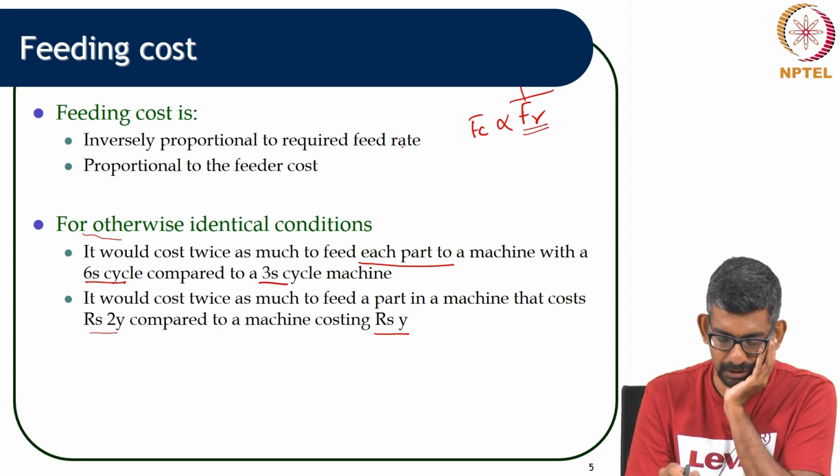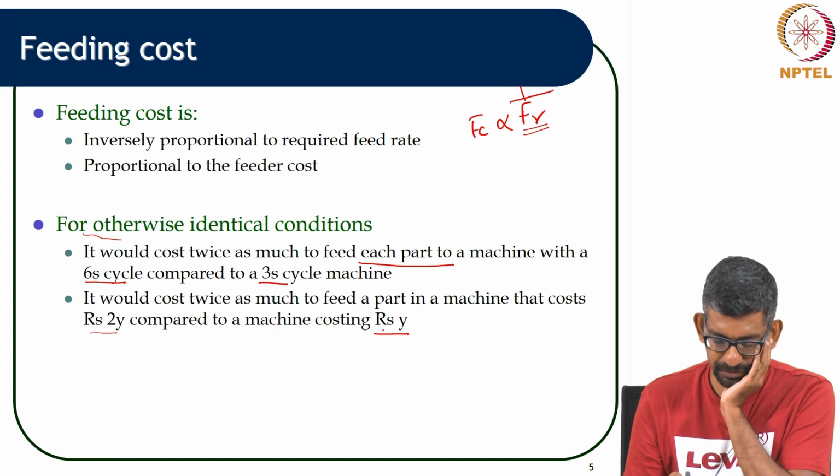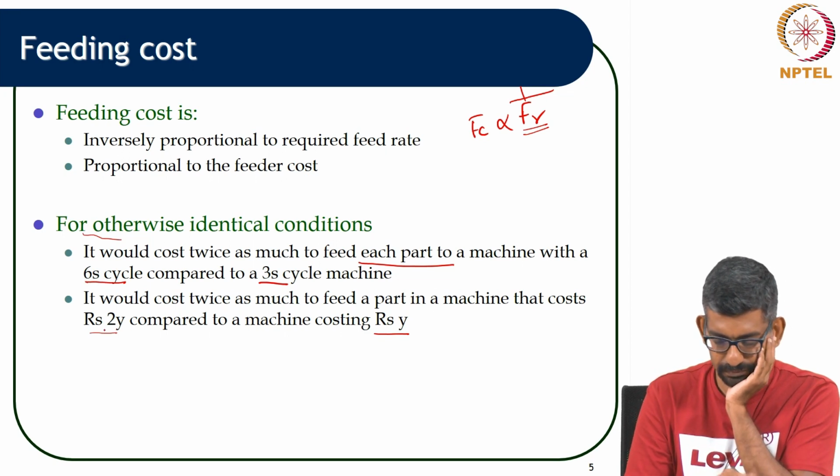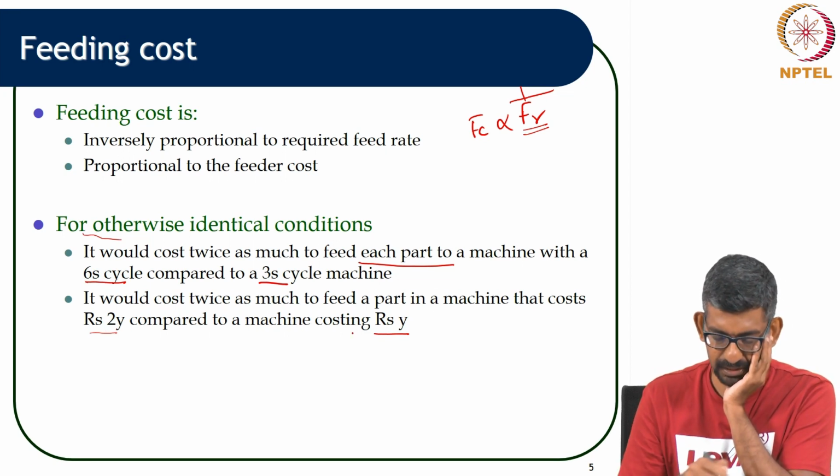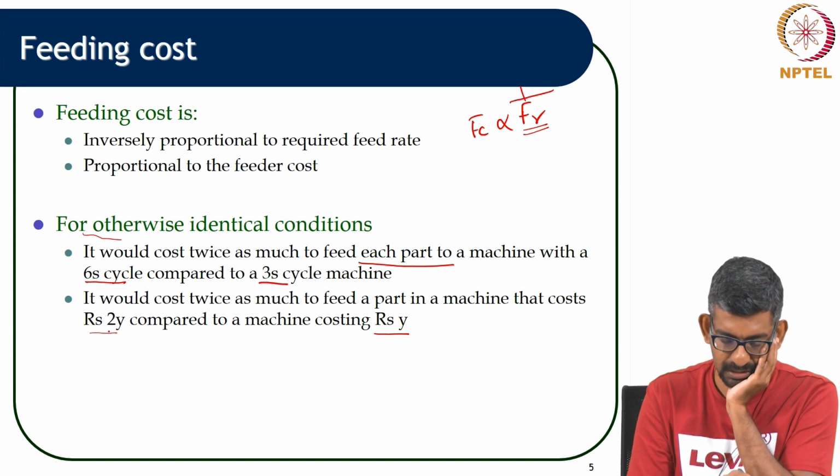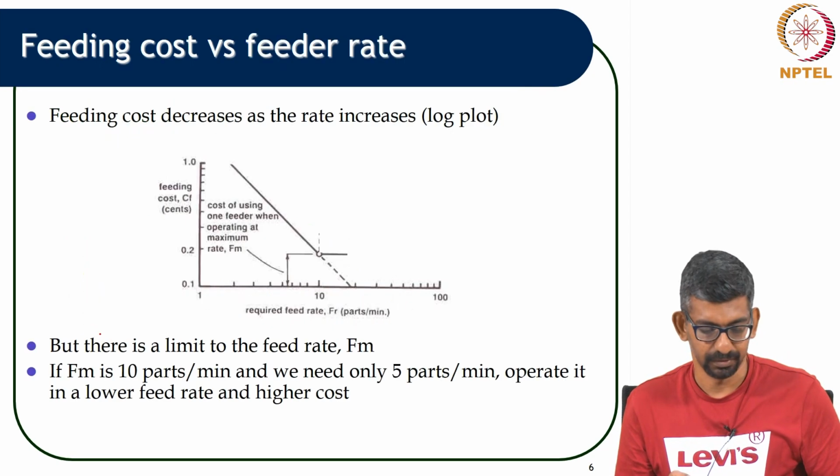So, inversely proportional to the required feed rate, that is what we saw here as the first one, and proportional to the feeder cost. So, if your feeder cost is less, then the cost is going to be less, and it is the other way around.